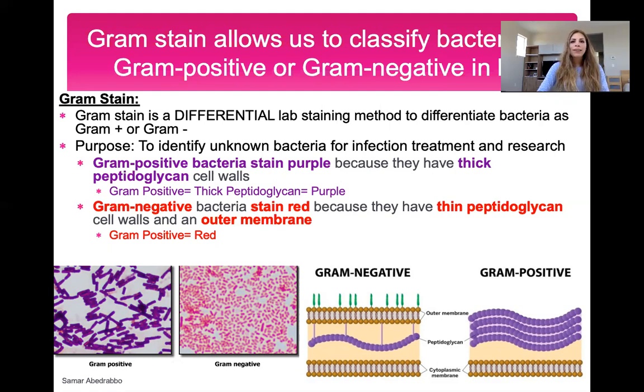And again, to reiterate, because I want everyone to leave class having this ingrained in your head, gram-positive bacteria have a thick cell wall, thick peptidoglycan. Gram-negative bacteria have thin peptidoglycan, and they also have an outer membrane. And then positive, we know, stain purple because PPP: positive, purple, peptidoglycan. Gram-negative bacteria stain red.